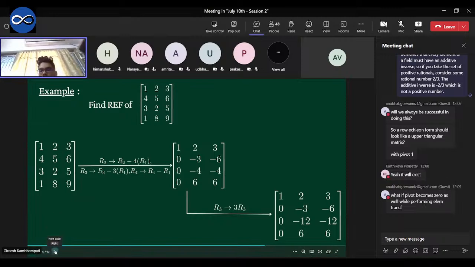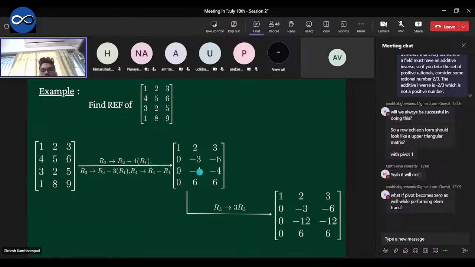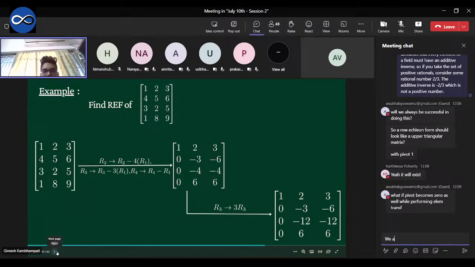For getting 2 zeros in the third row, to avoid fractions, I multiplied this third row by 3. Directly we can do R3 minus 4/3 times R2. What exactly we are trying to do is make the second element of the third row 0, because the number of zeros should increase.